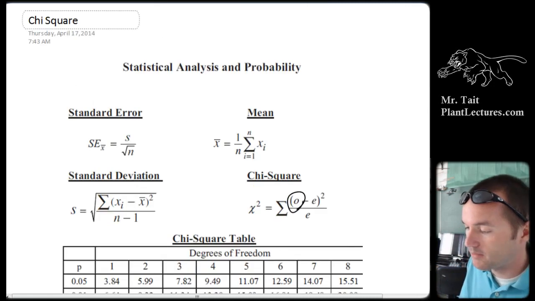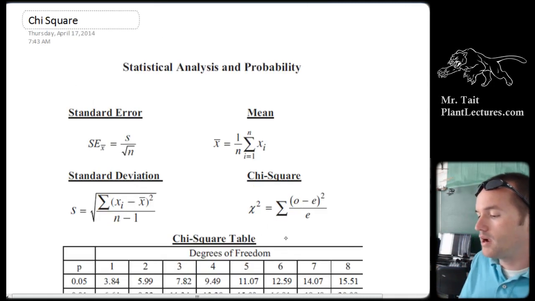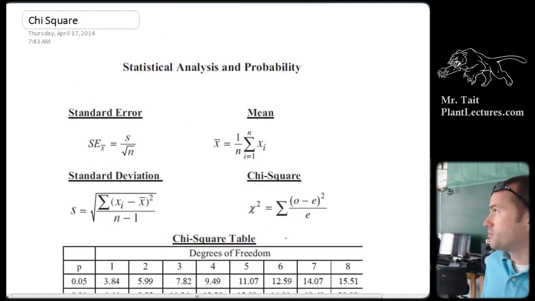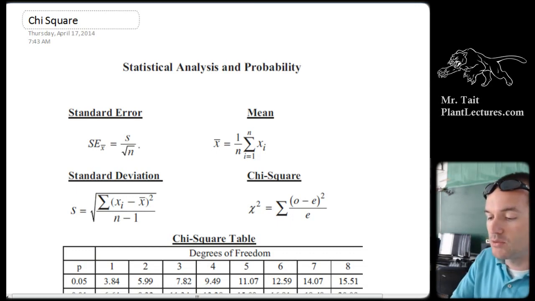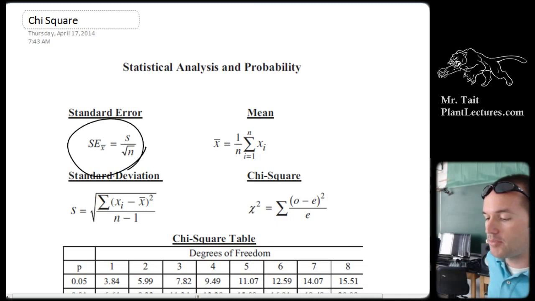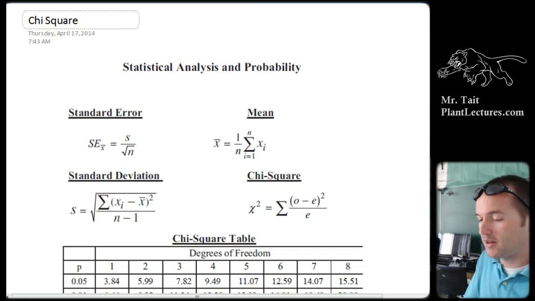Next, chi-square. Chi-square is grouped in with the rest of these statistical analysis and probability equations. There was a question where you're supposed to calculate standard error a couple of years ago. It just gives you the equation and you just plug in the variables. It's really not difficult at all.